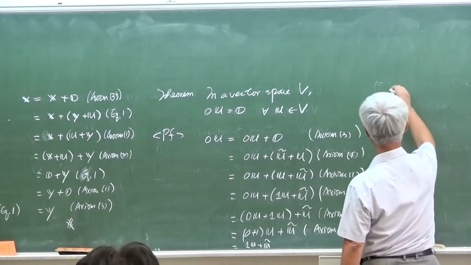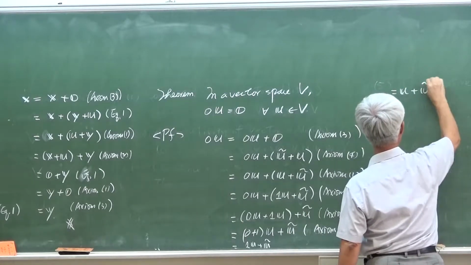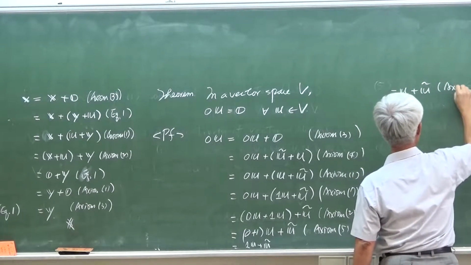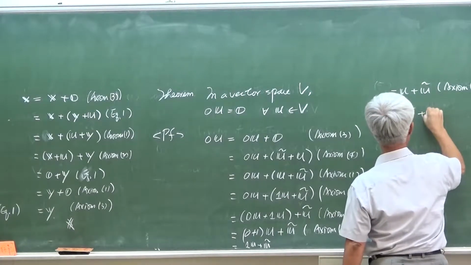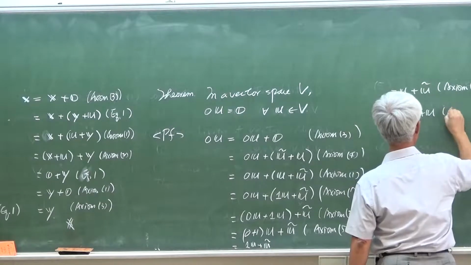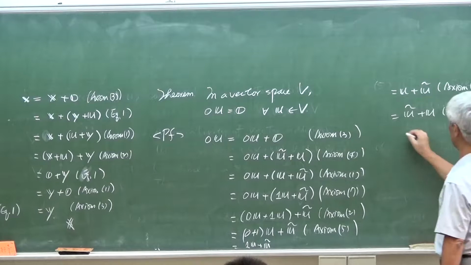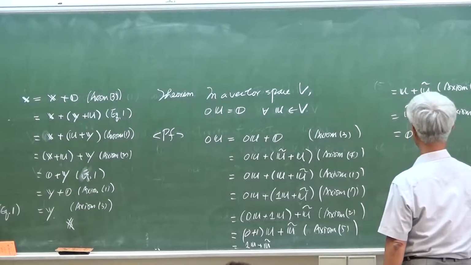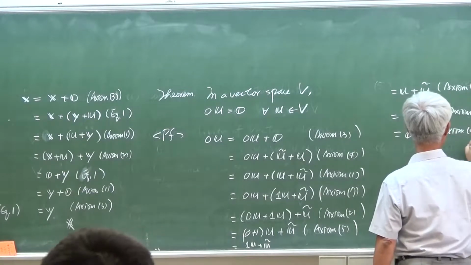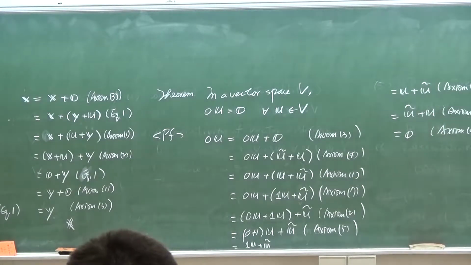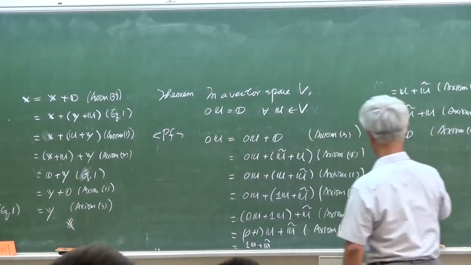Right. And so this is u plus u, axiom 7 again. And axiom 1 again, commutativity, and this is the 0 vector. Okay, axiom 4. And we're done. So we prove that 0 times u is equal to the 0 vector.